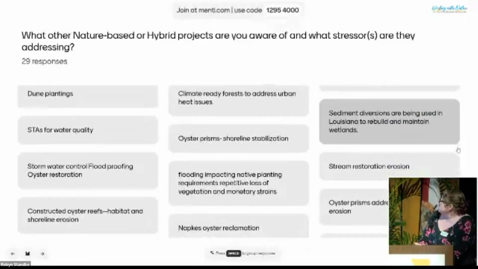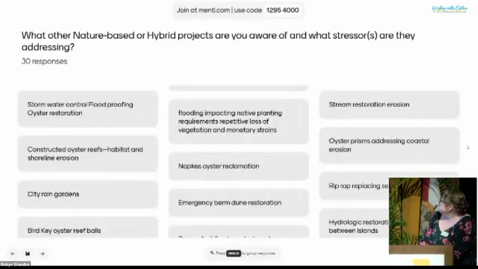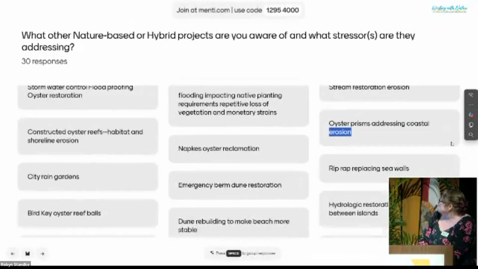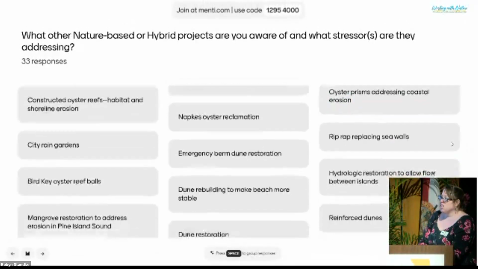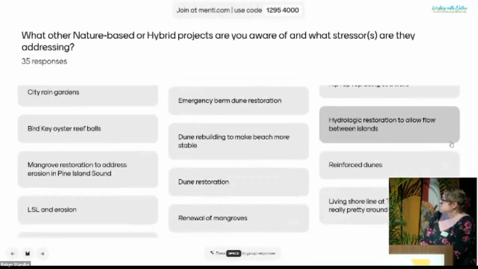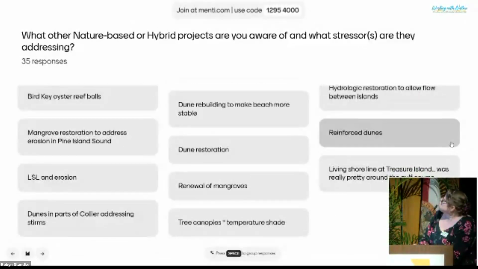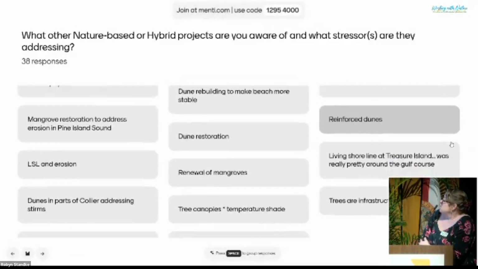And actually, you see a lot of other options coming in. So stream restoration erosion, riprap replacing seawalls, which remember Jenna talked a little bit about some of those kind of components as alternatives. Living shoreline at Treasure Island. Okay, so here's a specific location around the golf course. I like that point, trees or infrastructure. So we'll talk a bit more about trees specifically a little bit later this afternoon. Tree canopies and temperature shade.